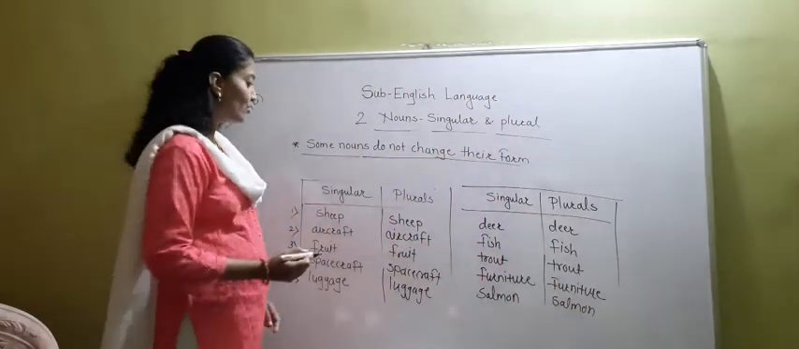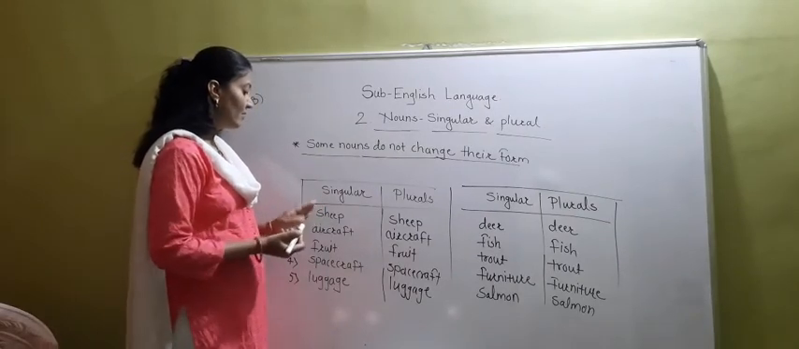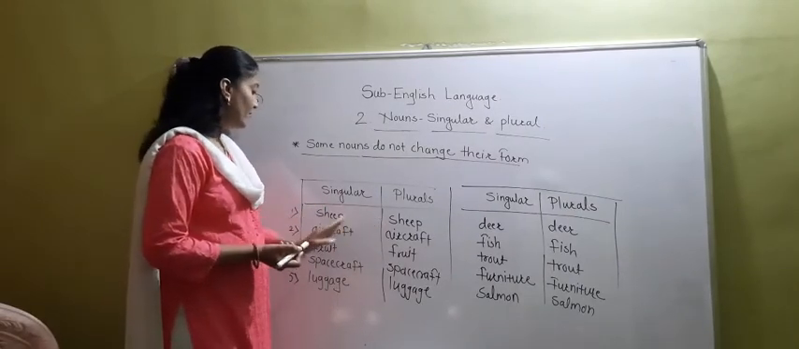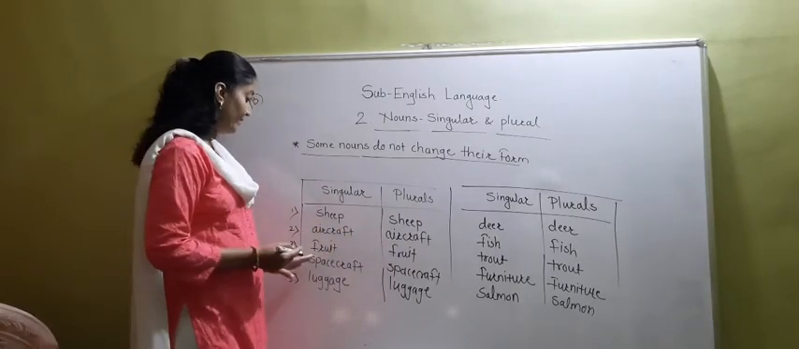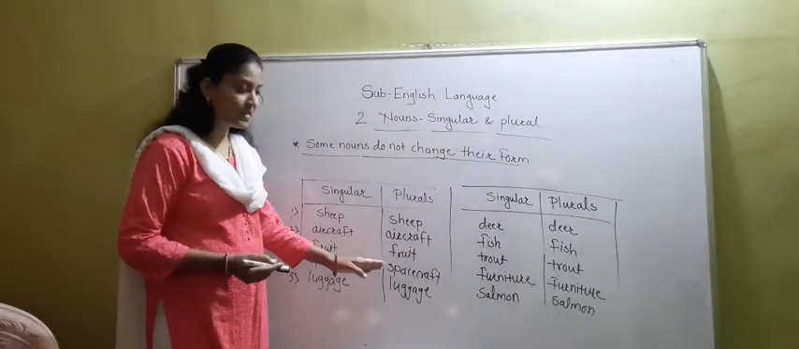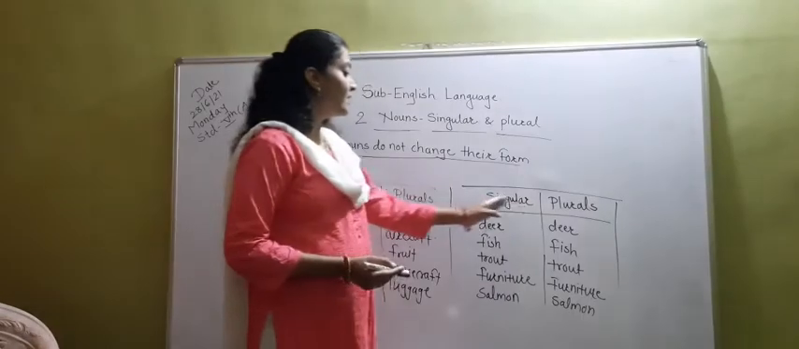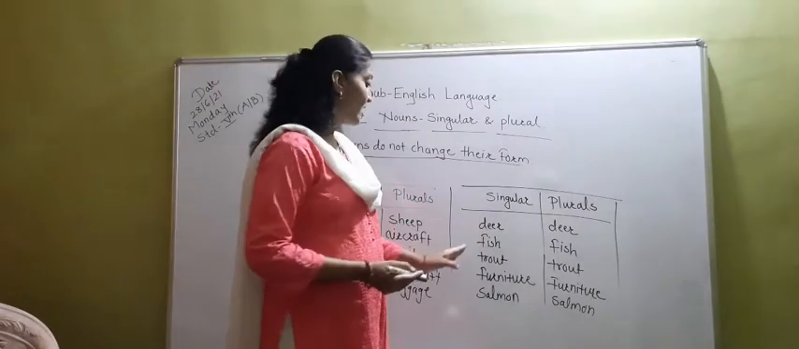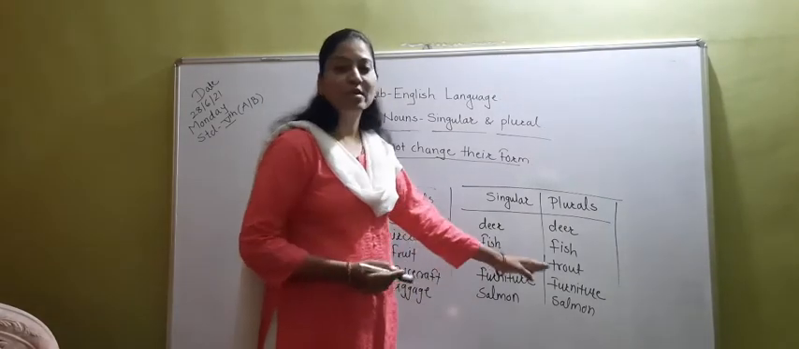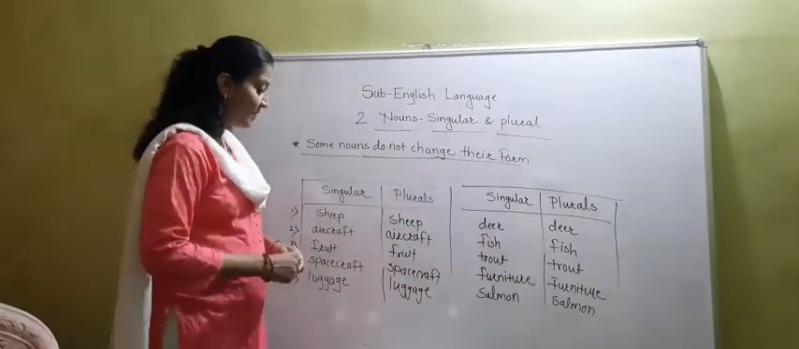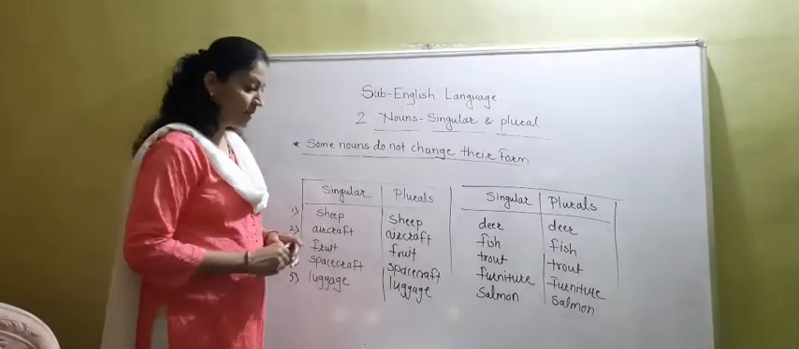So is this clear to you, students? Some nouns do not change their forms. For example, sheep remains sheep, aircraft remains aircraft, fruit remains fruit, spacecraft remains spacecraft, luggage remains luggage, deer remains deer, fish remains fish, trout remains trout, furniture remains furniture, and salmon remains salmon. Okay? I hope this is clear to you. Now see some more examples.